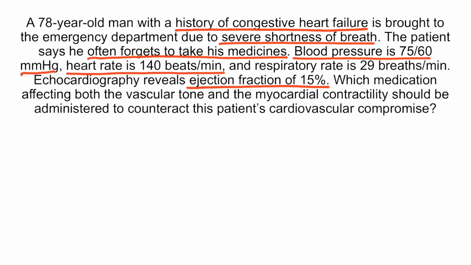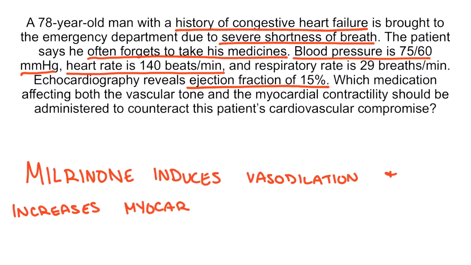So recall that milrinone is a phosphodiesterase 3 inhibitor. It increases cyclic AMP, and that cyclic AMP increase is seen both in the vascular smooth muscle and the myocardium. So in the vascular smooth muscle, that will result in vasodilation. And in the heart, that increased cyclic AMP will increase contractility. So that patient will have improved tissue perfusion. And that concludes this section.